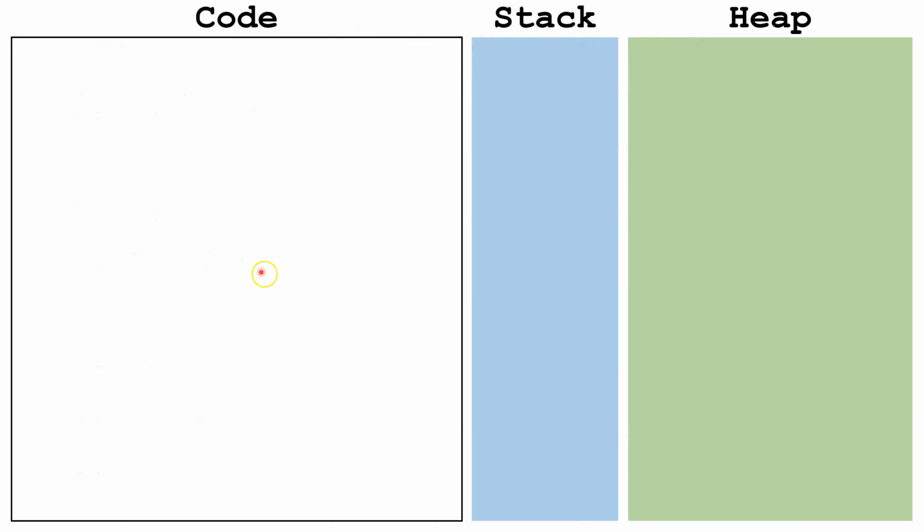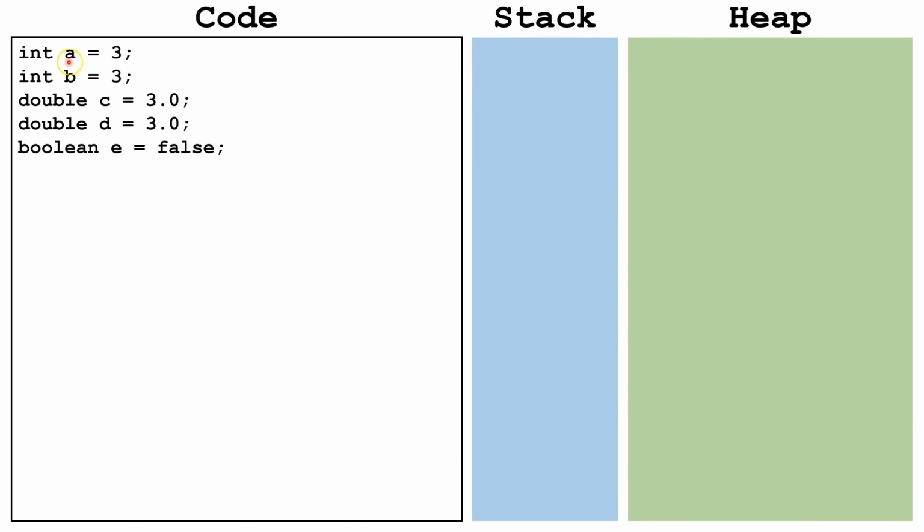So let's write some code. First, we'll declare an int a set equal to 3, int b equals 3, double c equals 3.0, double d equals 3.0, and then boolean e equals false. We'll execute this code and we'll see for primitive type variables all data ends up on the stack.